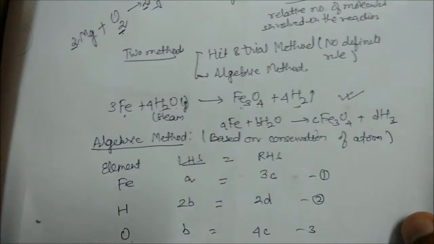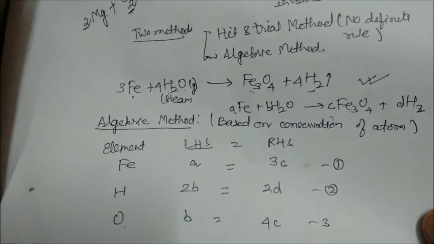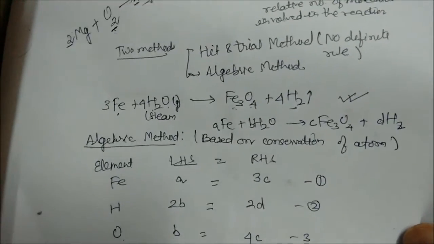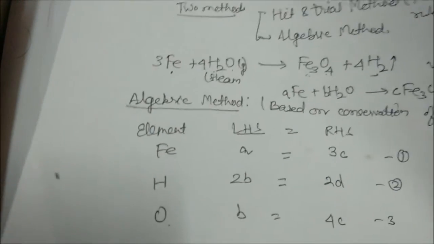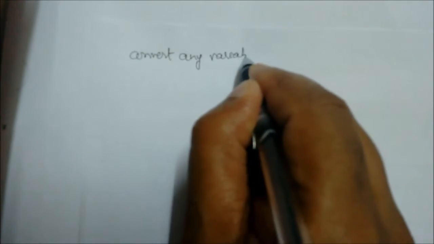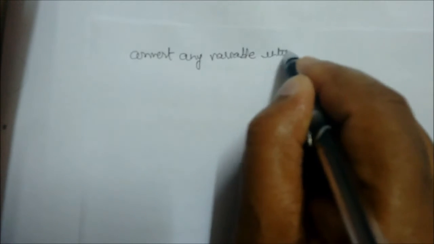Now our target is to put all variables into one variable. So if we get one variable, then we can easily balance this equation. Let us see how we can balance it. I'm converting any variable into one variable. So in this question we will take the B case.